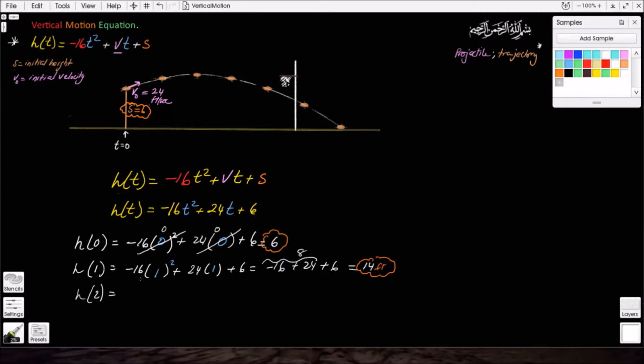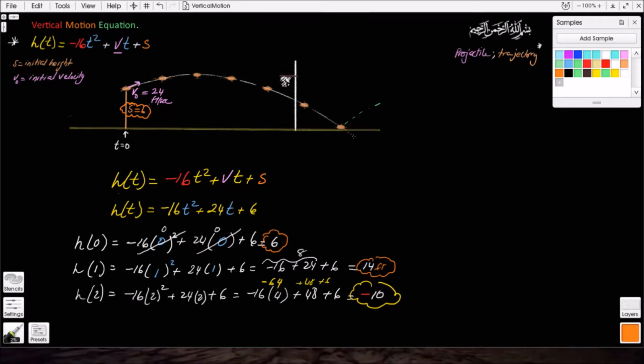Now how about 2 seconds later? Well, I'll just substitute 2 in place of t. So that's -16 times 2 squared plus 24 times 2 plus 6 over here. This comes to be -10. Now, what does it mean that the basketball is -10? Well, the basketball is not at -10. The basketball has bounced off like this. But what this is saying is, this is a parabola, right?